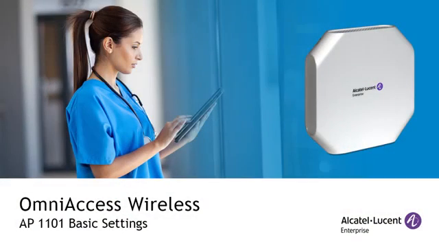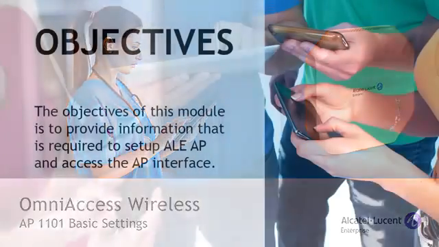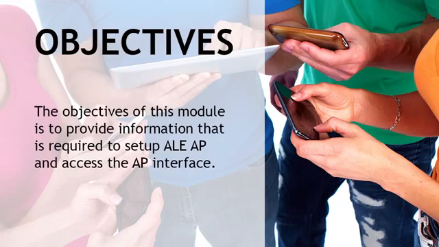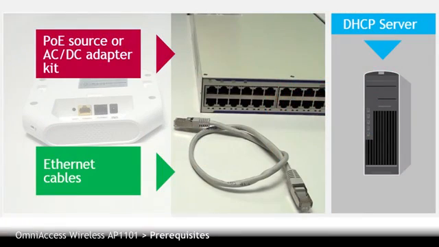In this module, we will look at the first steps to set up the AP1101. The objective of this module is to provide information that is required to set up the ALE AP1101 and access the AP's management interface. Before installing the AP1101, make sure that you have the following: Ethernet cables of the required length to connect the AP to the OmniSwitch, a power over Ethernet source such as the OmniSwitch 6350 or a PoE adapter, a DHCP server.